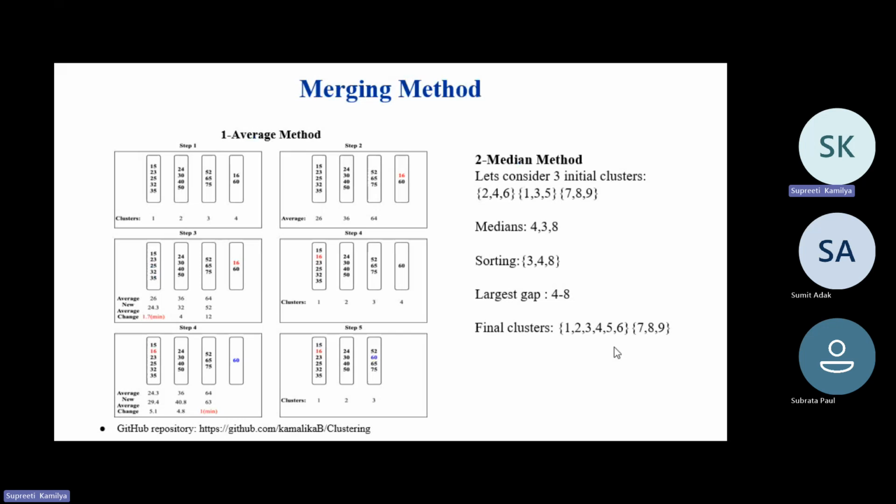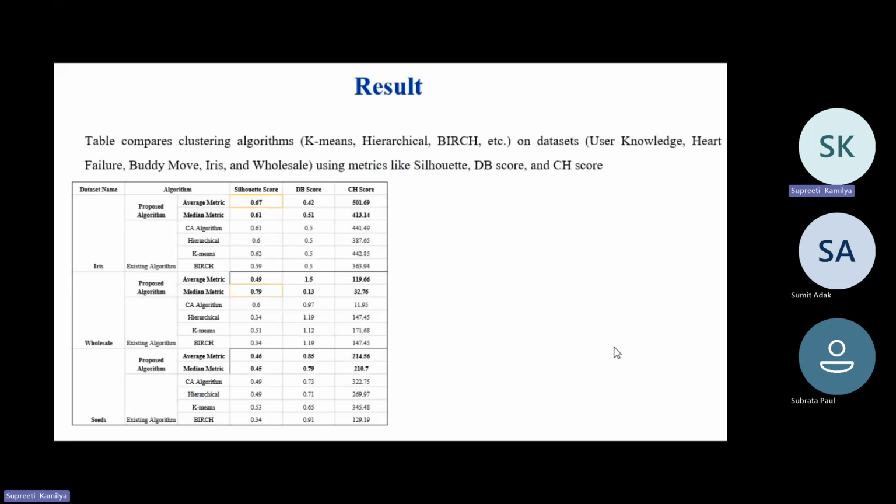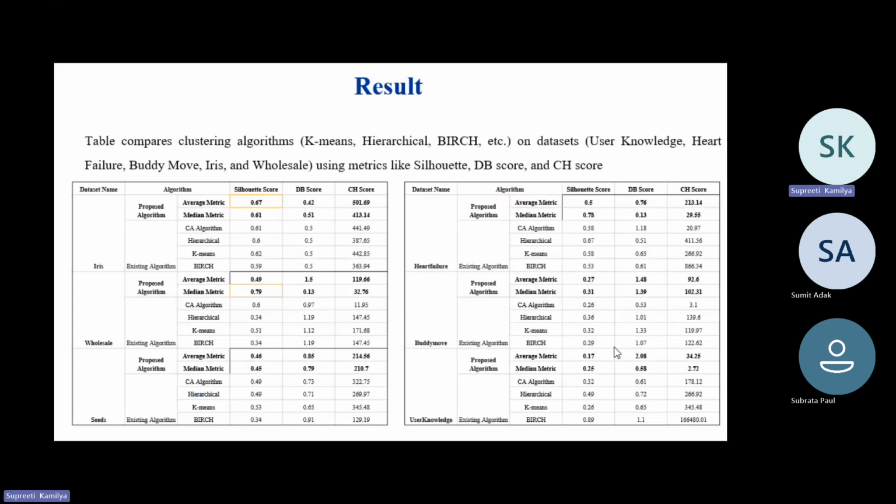This work has already been given in this GitHub repository. Our results over 6 data sets: iris, wholesale, seeds, heart failure, body move, and user knowledge. From the average method we are getting a good result on the iris dataset, and in the median method we are getting 0.79 as a good result. So this is our comparison with the existing clustering methods.